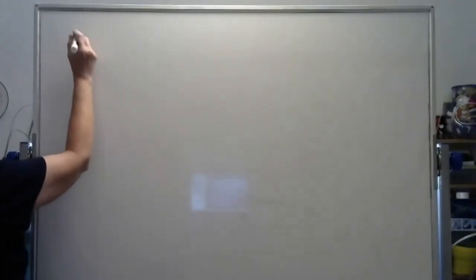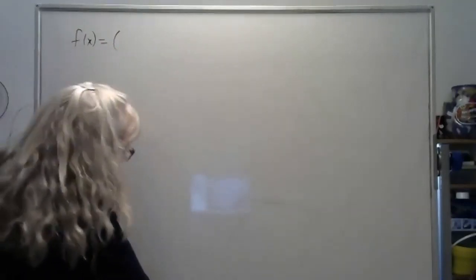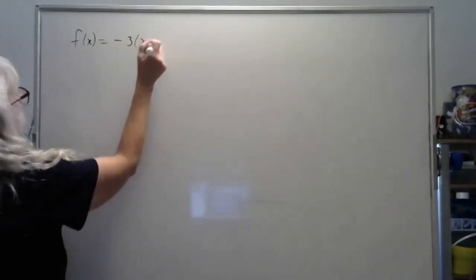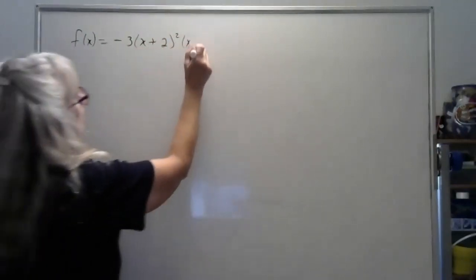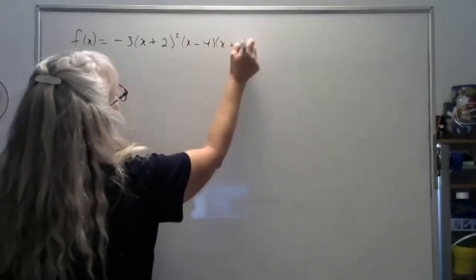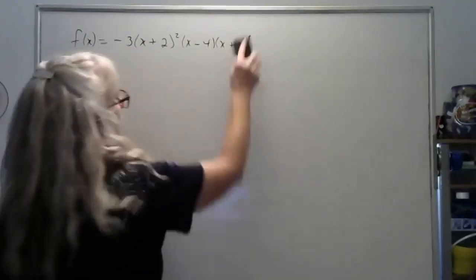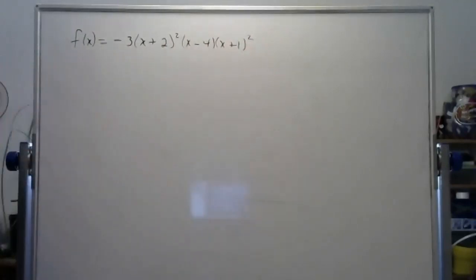Okay, so the other thing that we've graphed in our class so far looks like this. So f of x is equal to negative 3 times x plus 2 squared times x minus 4 times x plus 1 squared. I can't read my own writing, that's a 2 on the end. So it's negative 3 times the quantity x plus 2 squared times the quantity x minus 4 times an x plus 1 also squared. It's a polynomial.